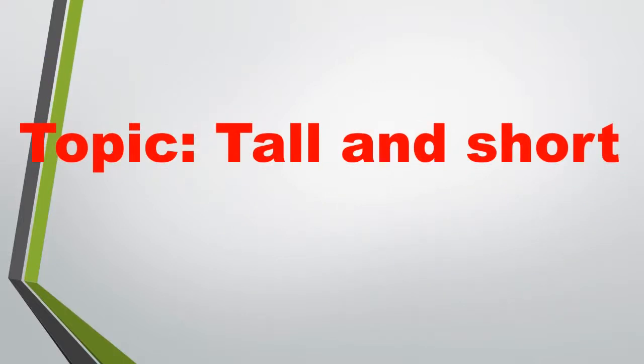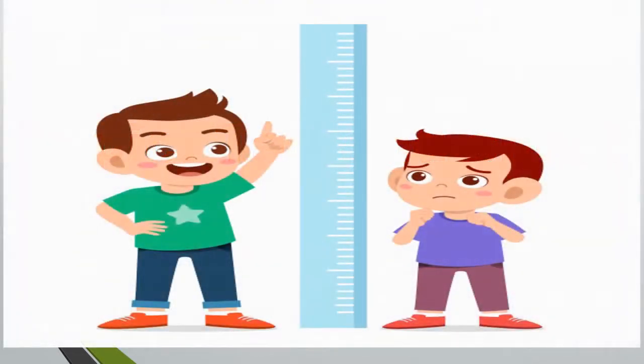In this video, we will learn tall and short. Student, do you know what is tall and short? When we compare two persons, things or objects on the basis of their height, we use the term tall and short. Tall means something has a great height from bottom to top, and short means small in height.